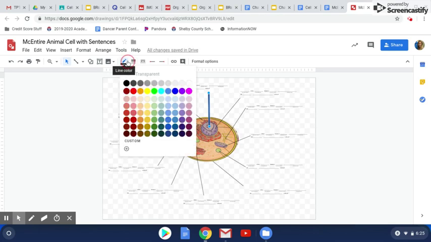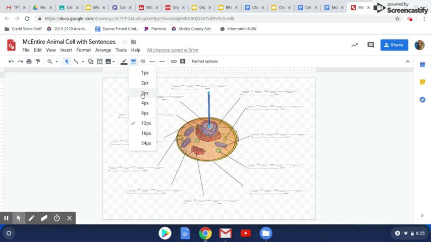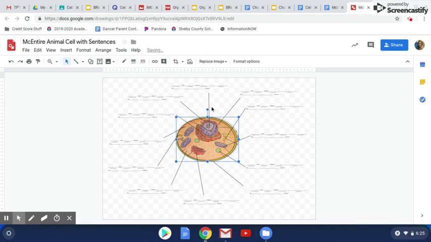And you can even change the line color to match your theme better if you'd rather that, okay? And you can move them around by clicking on them. You can make them different lengths, okay? So the lines, if those don't make sense to you, just move them around. Just make sure that they're connected to the organelle they're explaining.